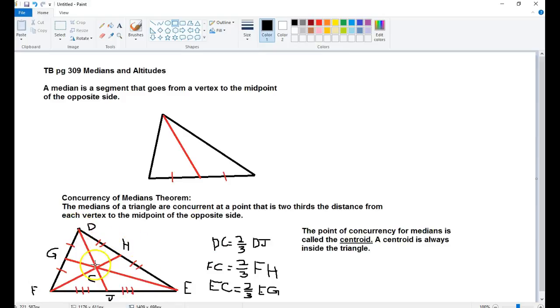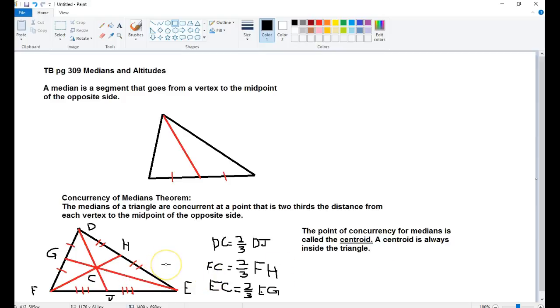So if I have DC is equal to 2/3 of DJ, FC is equal to 2/3 of FH, and EC is equal to 2/3 of EG. So this point of concurrency here is going to be 2/3 the distance of this whole length to the midpoint. The point of concurrency for medians is called the centroid, and a centroid is always going to be on the inside of a triangle.